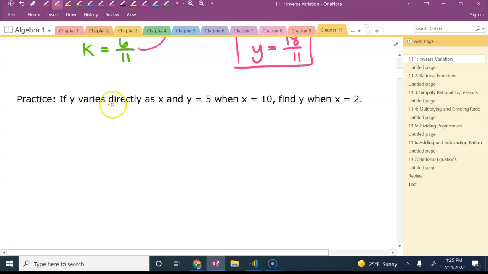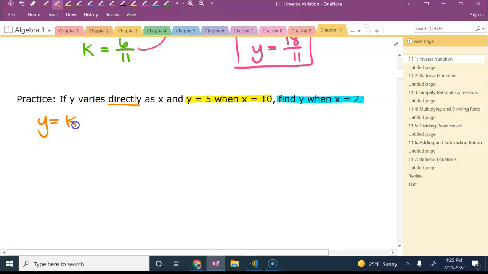So again, this is a direct variation. That word directly tells you that. I would break this into two parts. You've got y equals 5 when x equals 10, so we'll use that to help us find our constant. And then once we have our new equation, we'll go on and find the value of y when x equals 2.